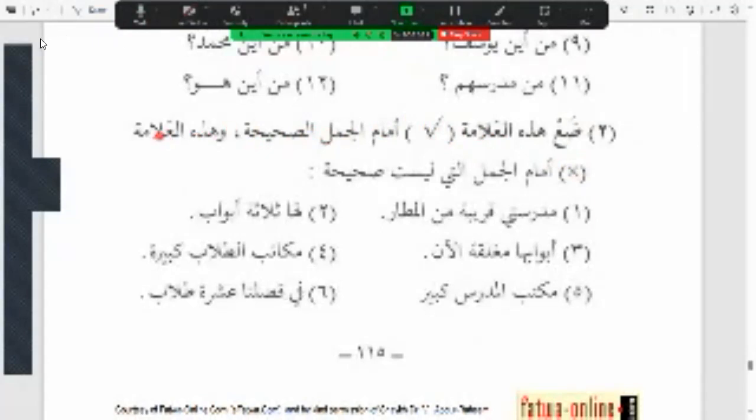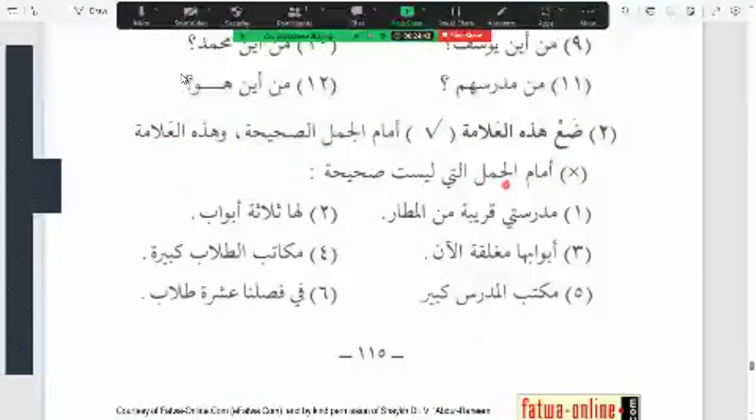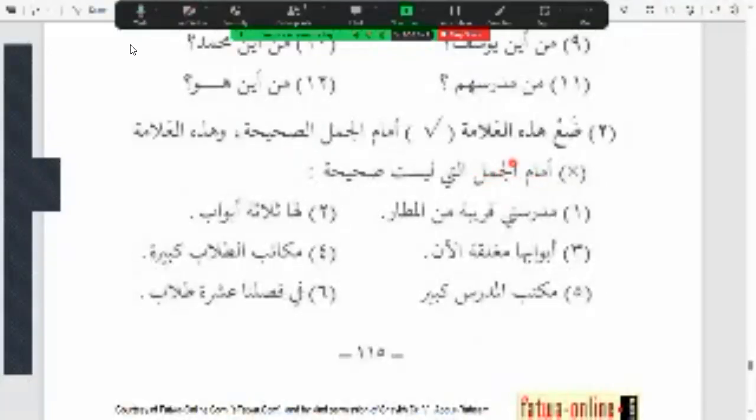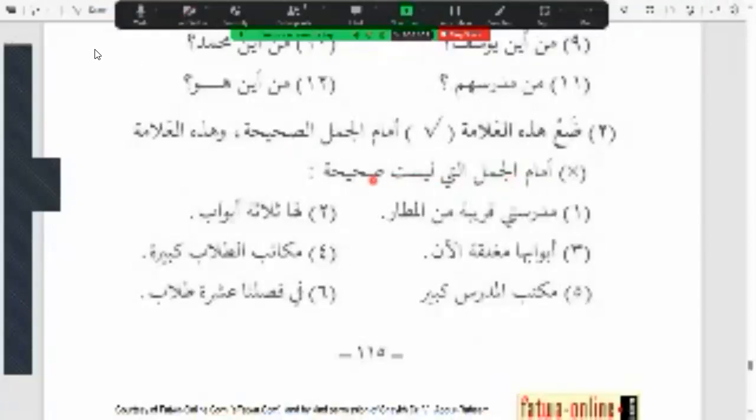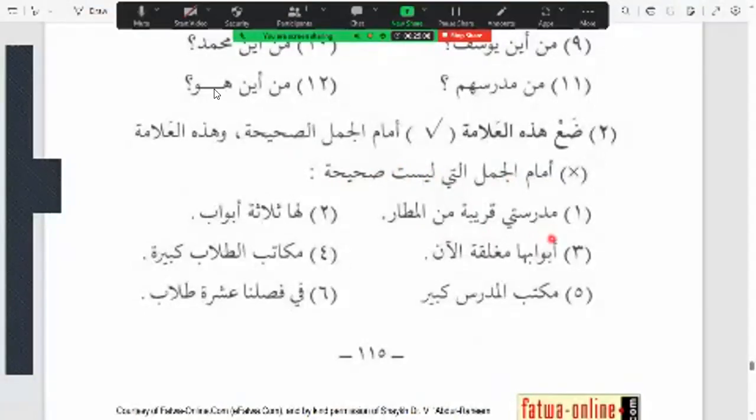And the alama, this X sign, amam jumalin, which is plural to jumla. Jumlatun is one sentence, and jumalin is the plural to jumla. So take note of this. Two sentences, alati laysat sahih, so sentences that are not true. So it's very simple and very easy. I know you're able to answer this.